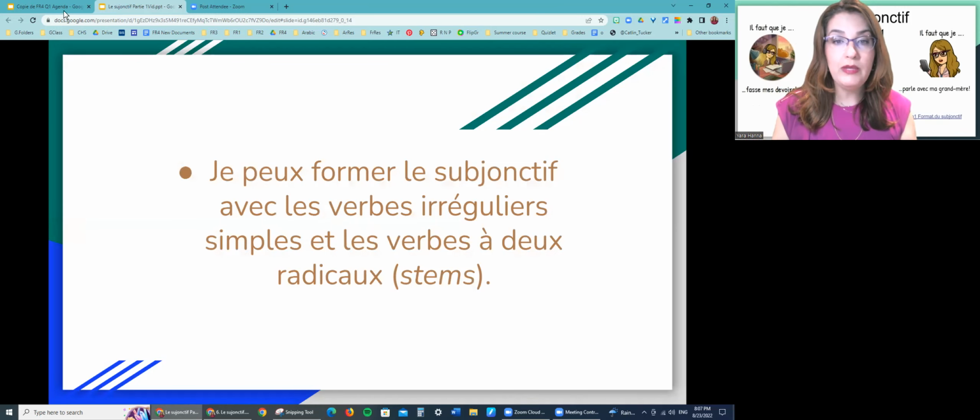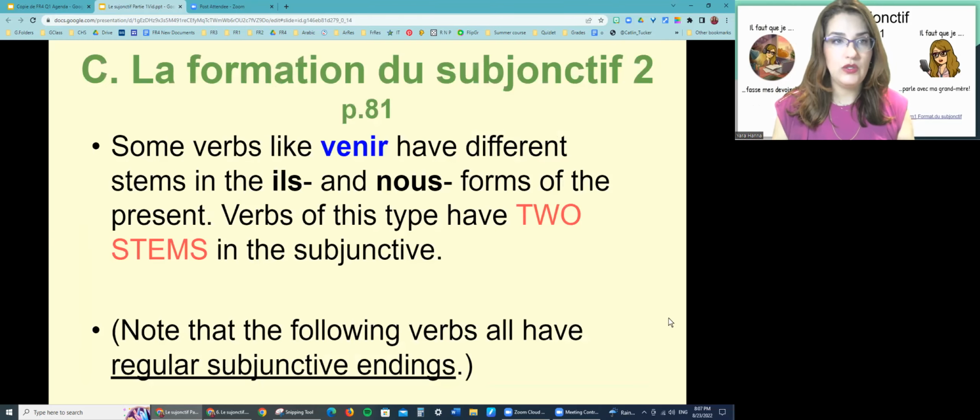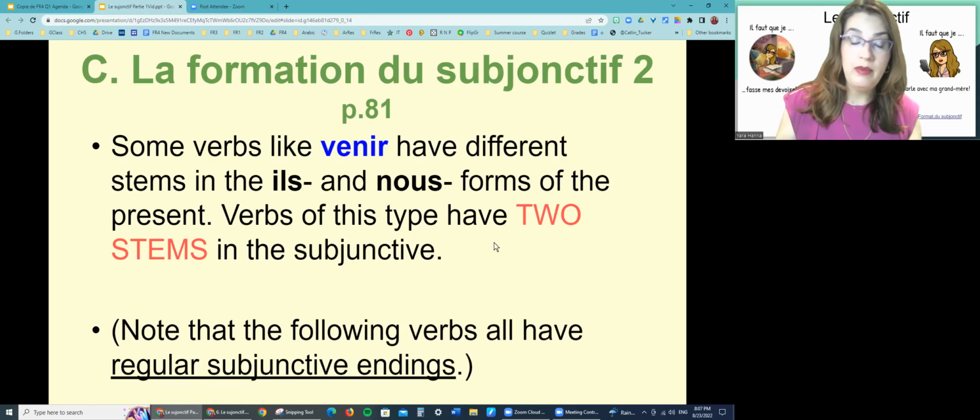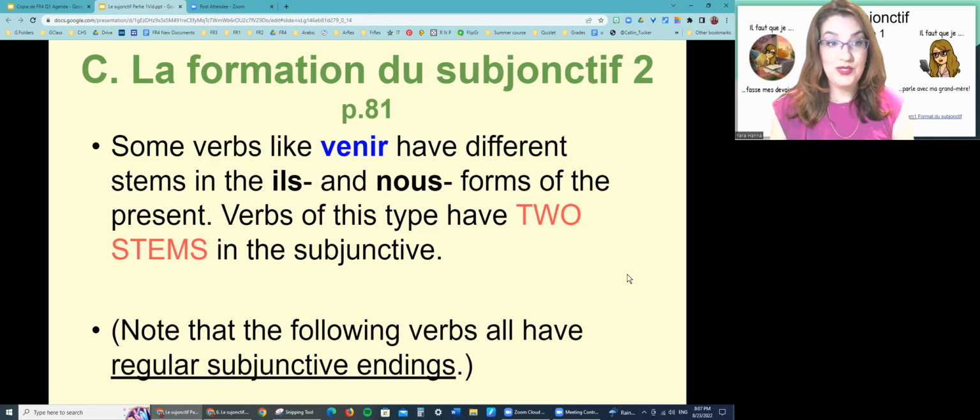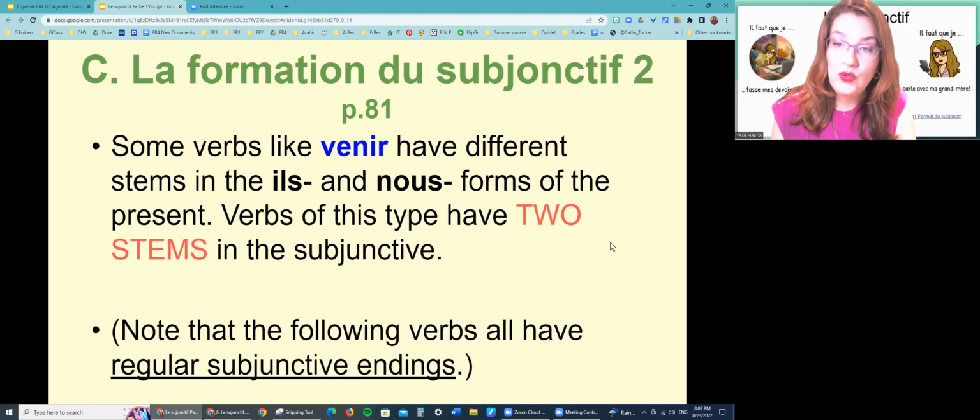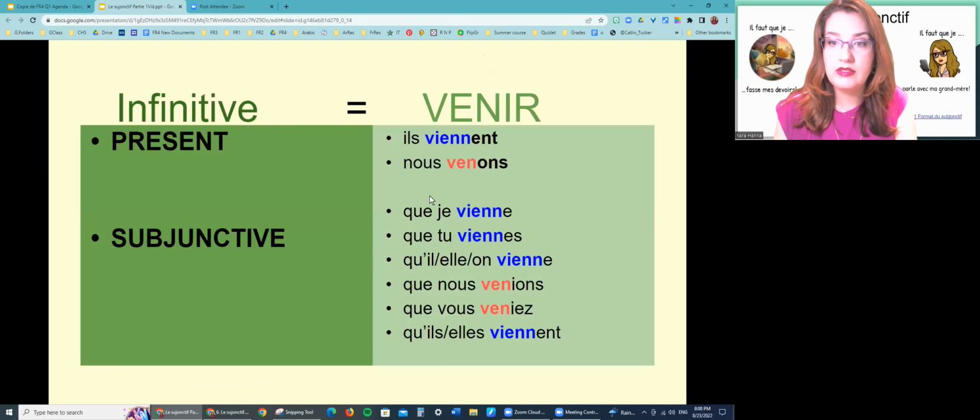Maintenant, let's continue. Je peux former le subjonctif avec les verbes irréguliers, simples et les verbes à deux radicaux. What does this mean? Let's learn. Some verbs like venir have different stems in the il and nous forms of the present. Verbs of this type have two stems in the subjunctive. Note that the following verbs all have regular subjunctive endings.